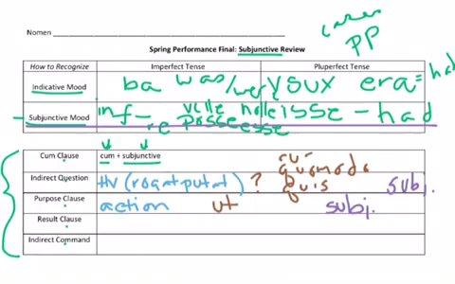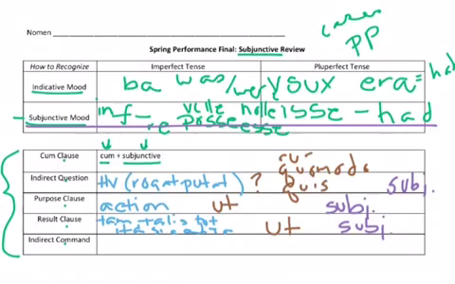So a result clause will also have an ut, but before the ut, it'll have a so word like tam, talis, tantus, ita, sic, and adeo. So that'll be first. Then you'll have an ut, and then you'll have a subjunctive. So notice it's almost always the same sort of plan, okay? Something's going to introduce the subjunctive.